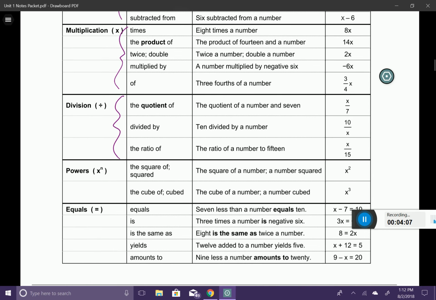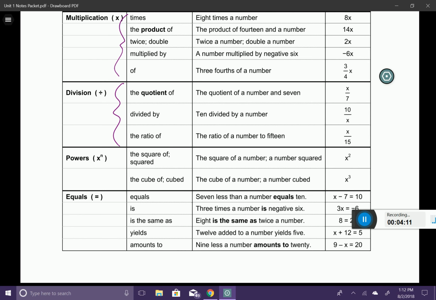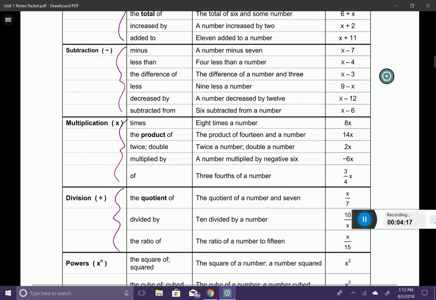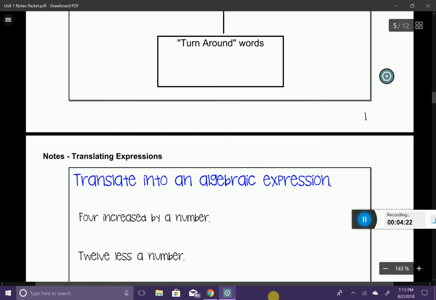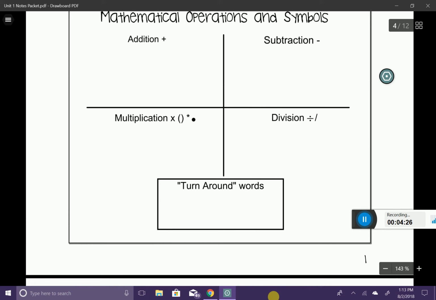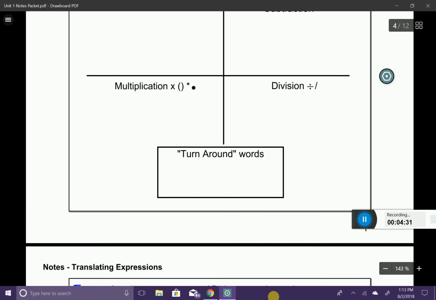I also have some additional items here that you can take a look at, such as powers and equations, but we're just going to focus on expressions today. So I really just wanted you to take a look at those operations. Feel free to flip back to these as you go through the video here today. All right, let's go back down, and I know back up here we didn't talk about the turnaround words. We're going to talk about the turnaround words in just a little bit. So let's just go ahead and continue it.